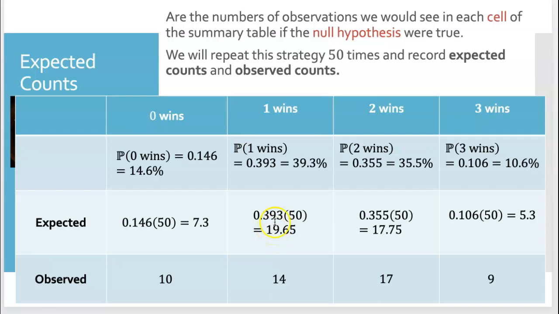Again, I'm going to play the game 50 times. How many times would I expect to win one win out of the 3? Well, the probability of winning once is 39.3%. If I take 39.3% of 50, that gives me the number of times I expect to win 1, and here I get 19.65. I do the same for 2, 17.75, and same for 3, 5.3. So these are the expected outcomes I should see, given that the wheel is working the way it should be, and how I model it is correct.